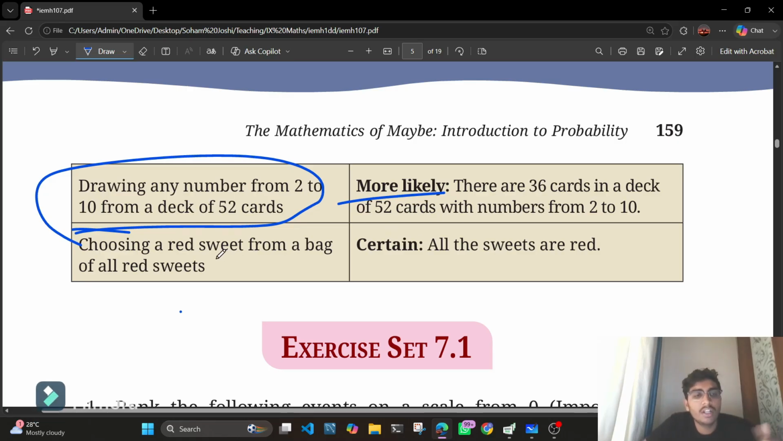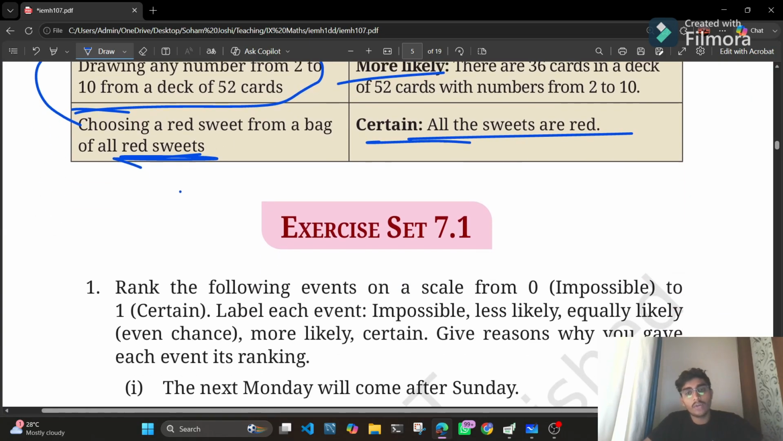Now the next event is choosing a red sweet from a bag of all red sweets. Now I know that the bag is full of red sweets. So it is certain to happen that if I put my hand into the bag and get a sweet out of it, it would be red only, because all the sweets are red. There is no chance that I could get a yellow or a brown or a blue sweet, right? There is 100% chance that I'll get a red sweet from the bag if I put my hand in it and get a sweet out of it, right? So therefore, all sweets are red. It is certain to happen.